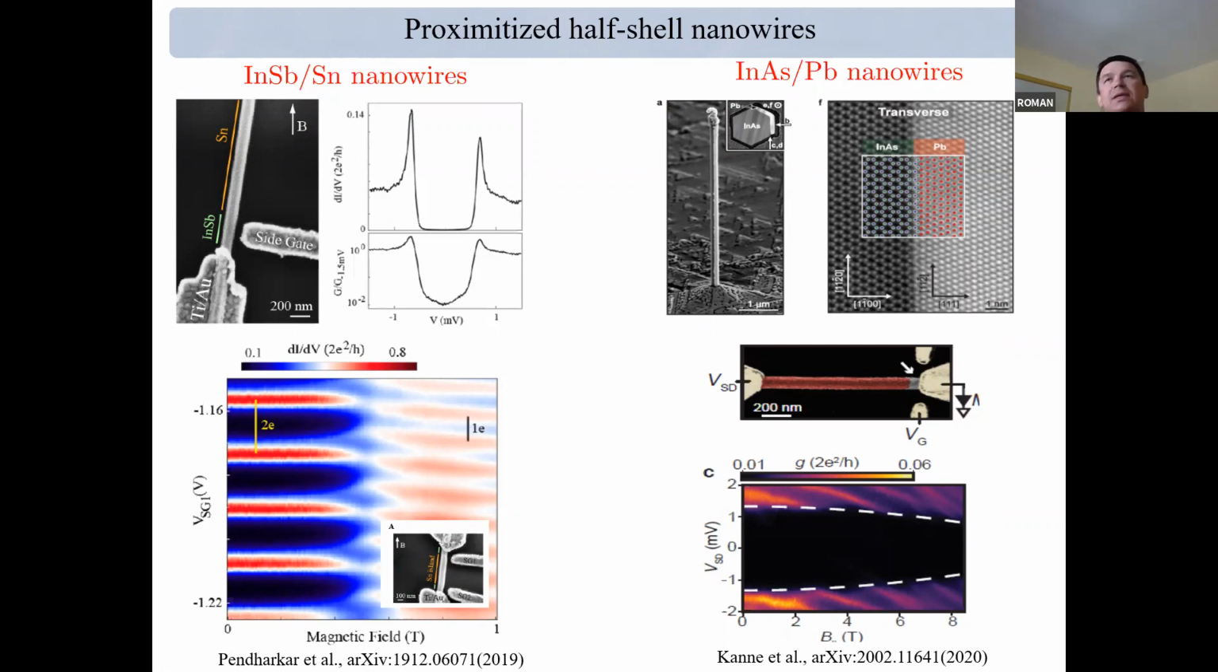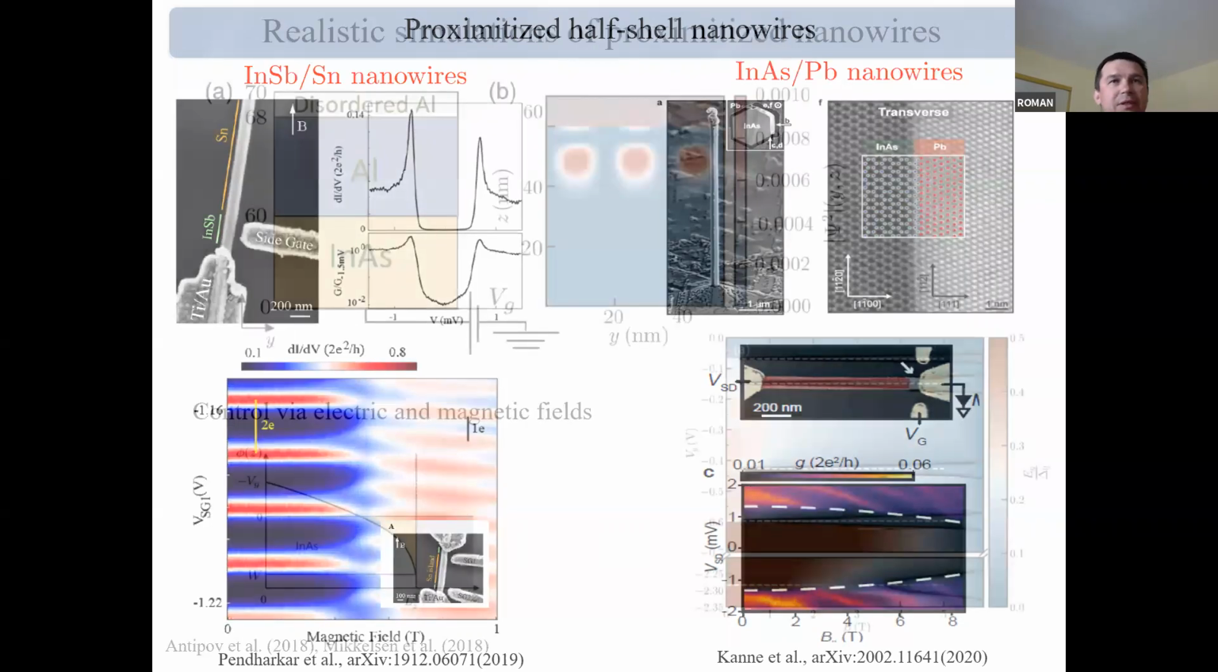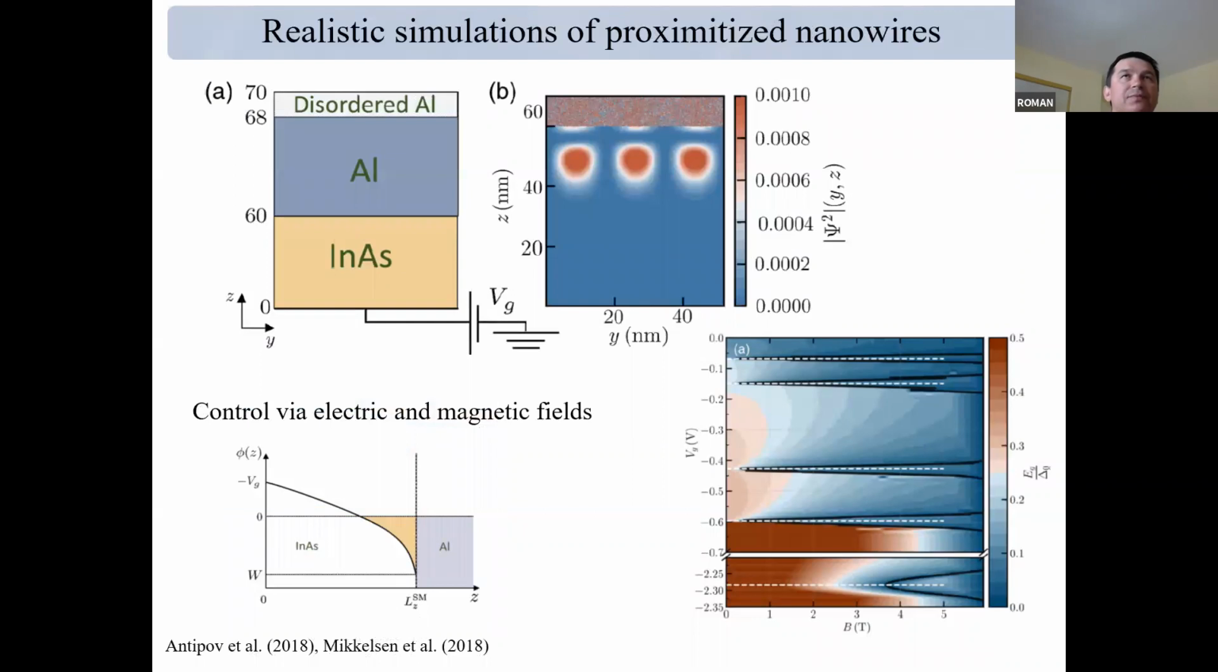And one can ask a theoretical question: what do we gain by having this additional superconductor? In order to answer this question, we started to use our techniques, which we've developed in the last couple of years.